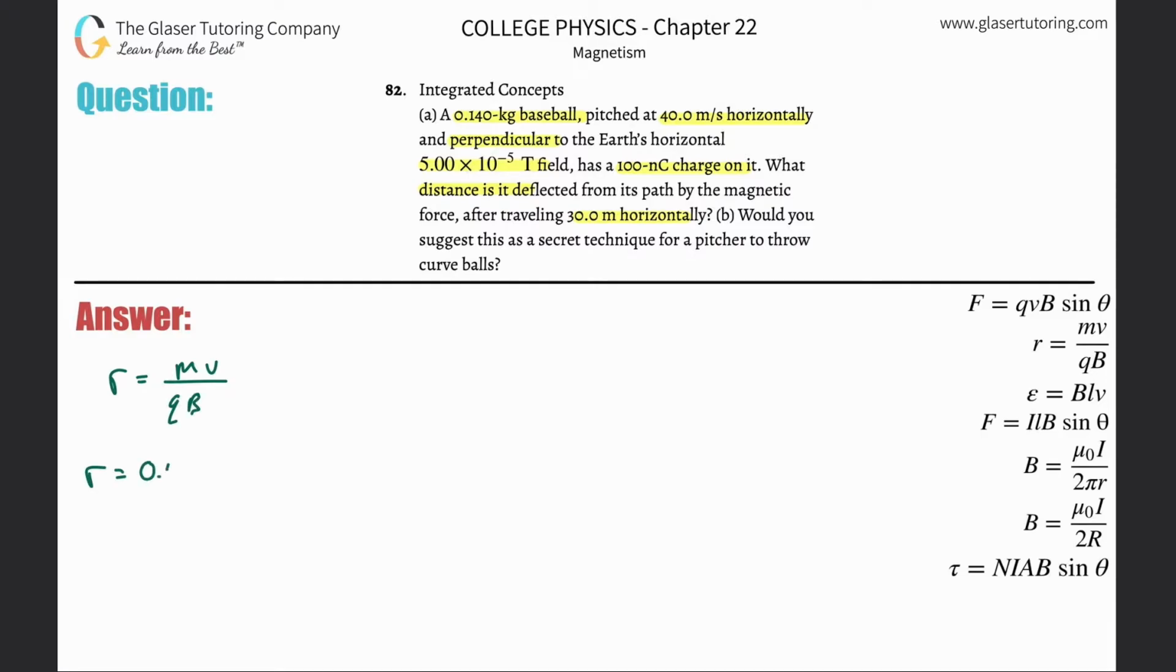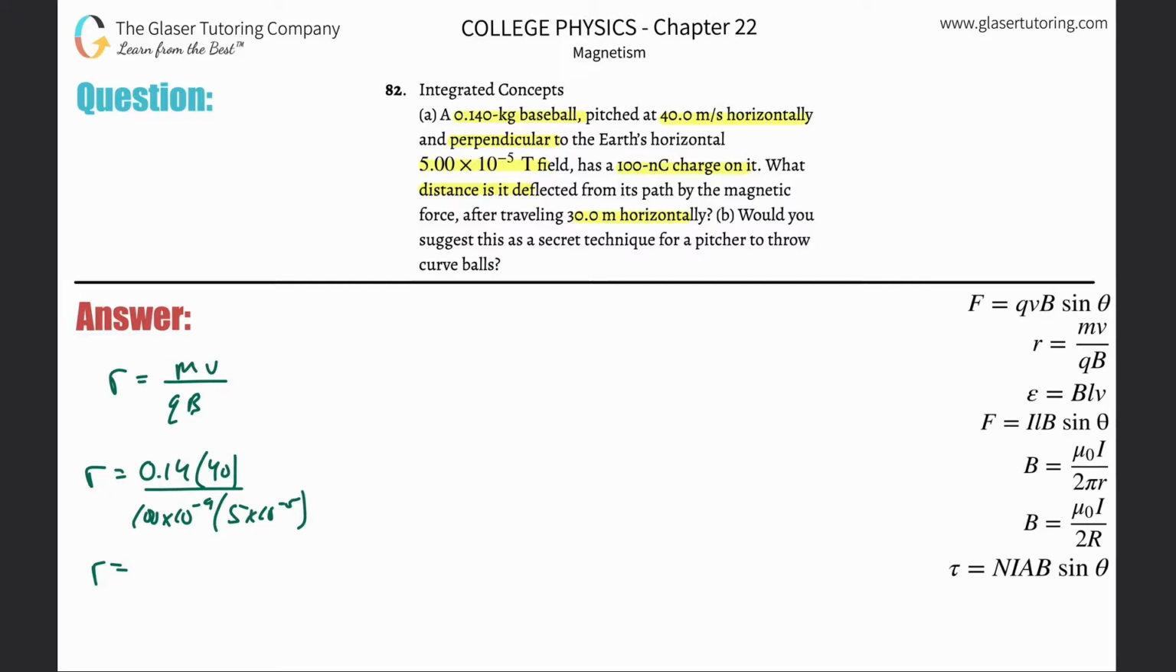The mass of the ball is 0.14. The velocity, they told us, is 40 meters per second. The charge on it is 100 nanocoulombs. Convert that into coulombs, so multiply it by 10 to the minus 9th. And then the magnetic field is going to be 5 times 10 to the minus 5th. And let's calculate it, all right?